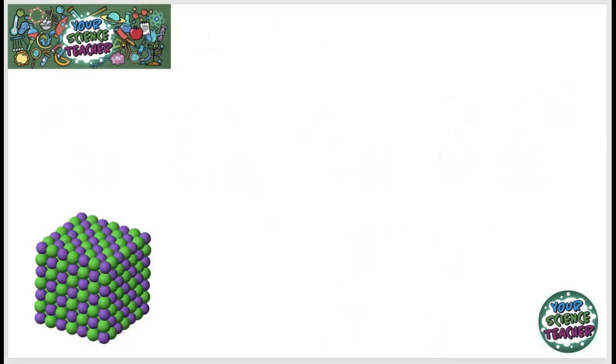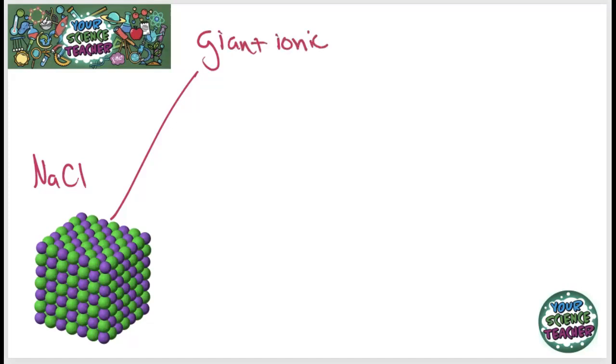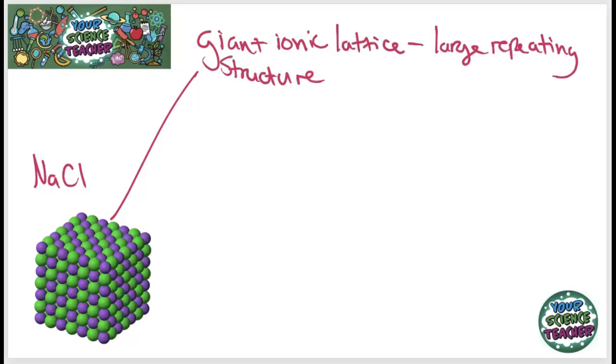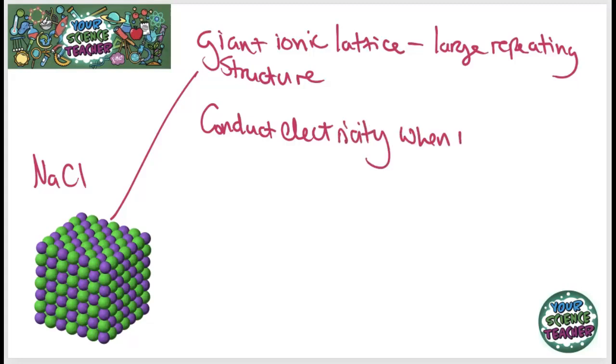Alright, now let's look at some of the cool properties of these ionic compounds. This is, in fact, sodium chloride, and you can tell that from the 1:1 ratio of sodium and chloride ions in there. And this makes up what is called a giant ionic lattice. And that just basically means a large repeating structure. And these ionic compounds have some great properties. They will conduct electricity when molten or in water. This is because the ions are free to move around. They can't conduct in a solid, but they can when they are free to move around.